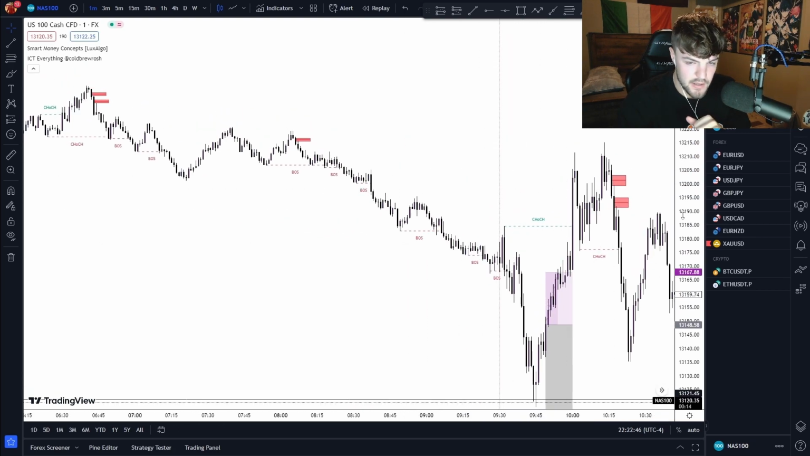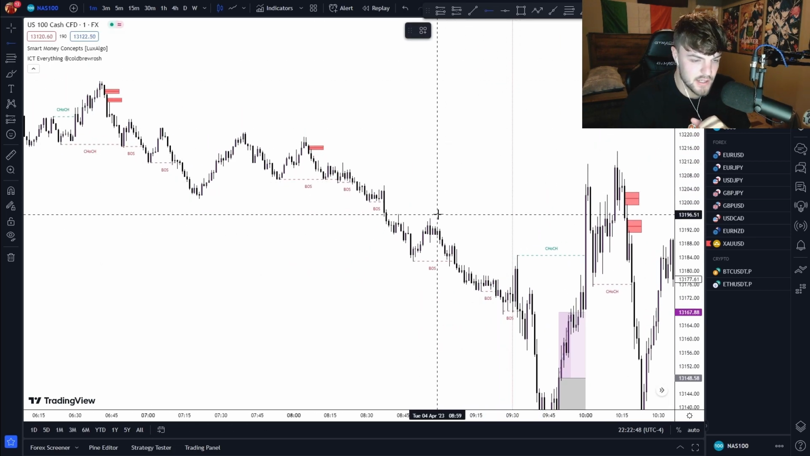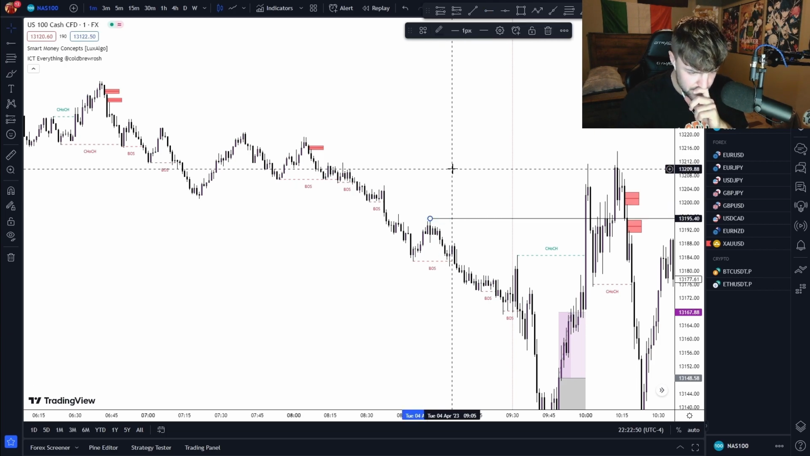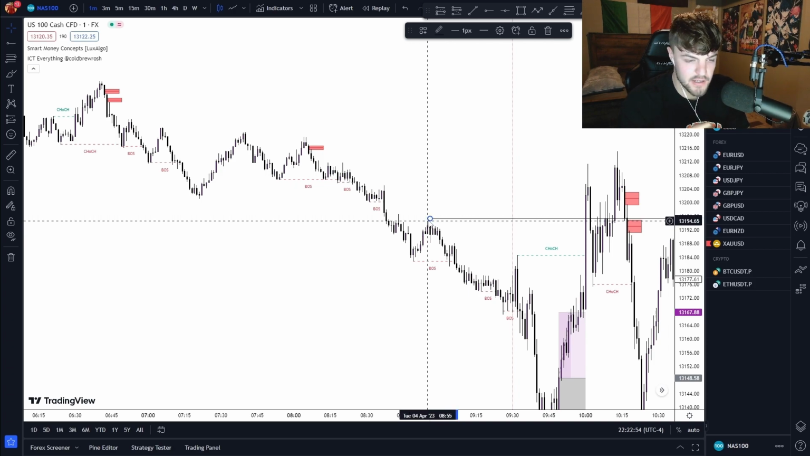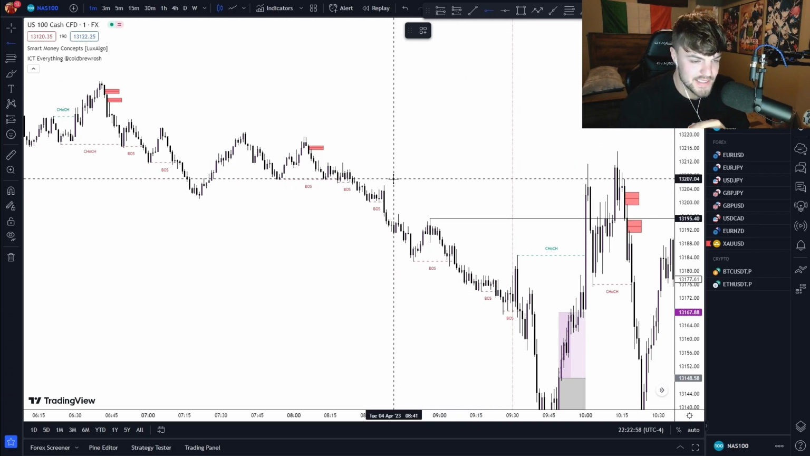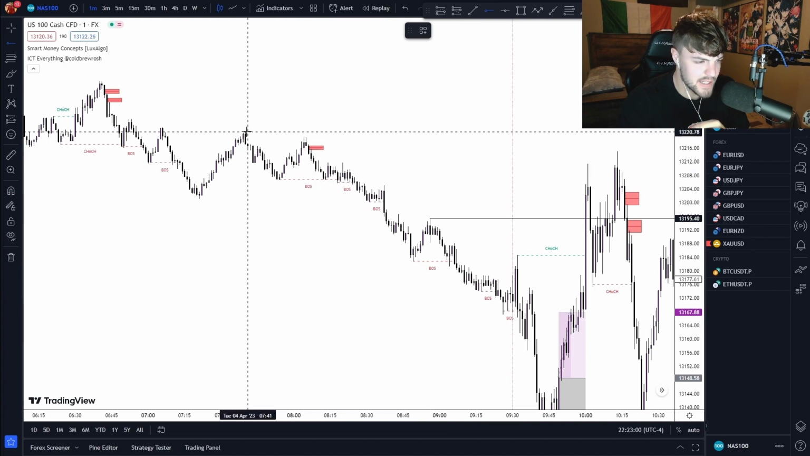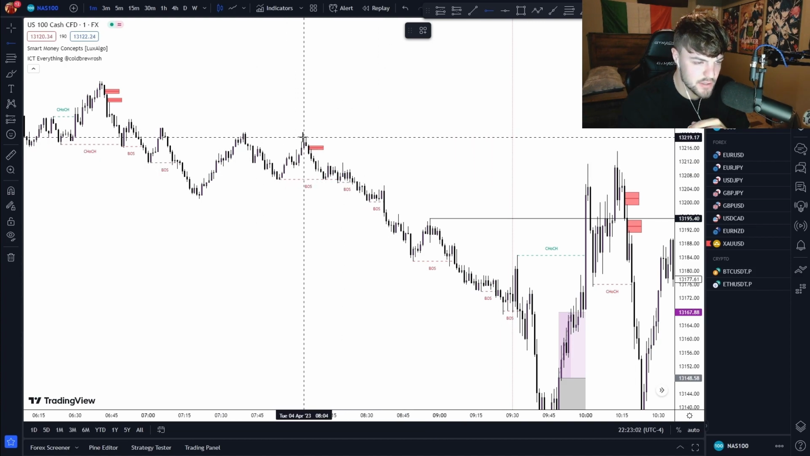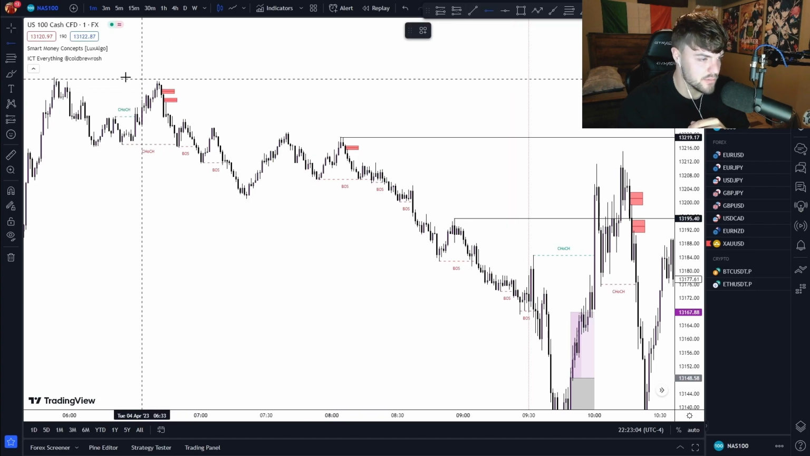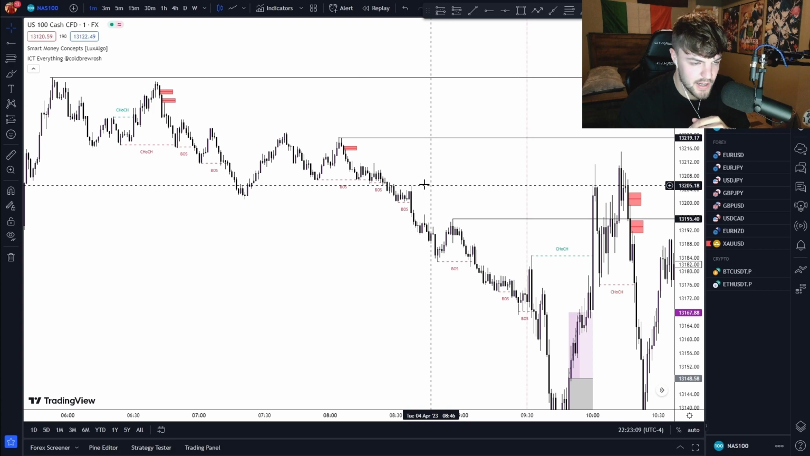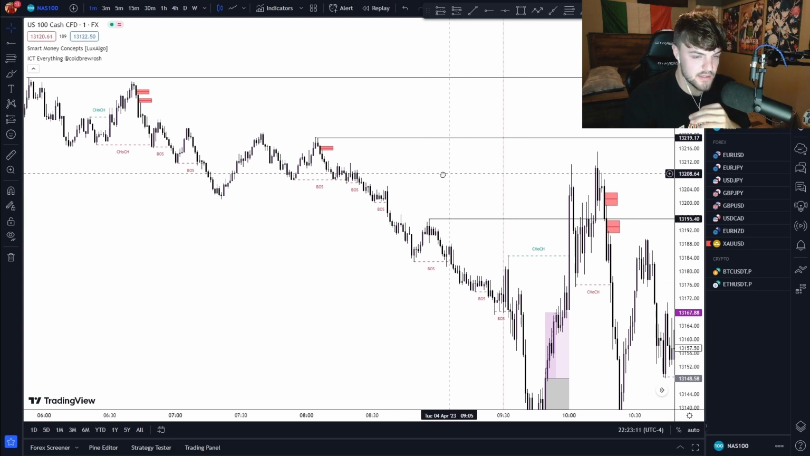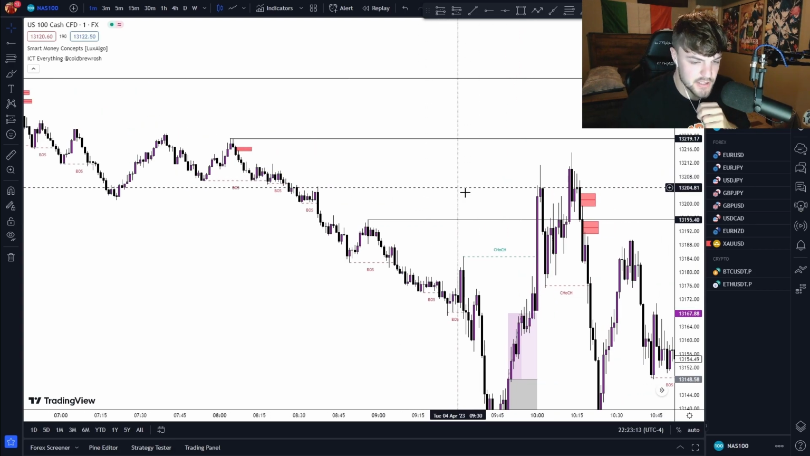And so on the 5 and 15 minutes, I mark out my liquidity that has some relative equal highs right there, as you can see. So yeah, that was one TP right there. I think my next TP was these next relative equal highs, and then my final was up here at these top relative equal highs. As you can see, that's pretty funny. I have a lot of equal highs in the London session.